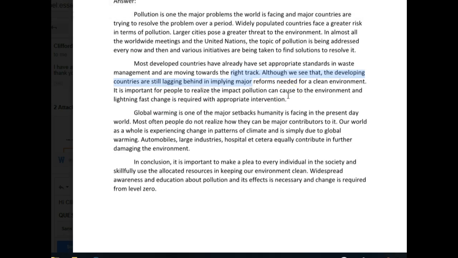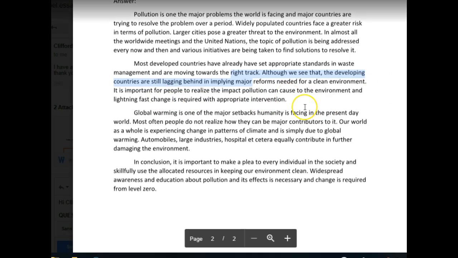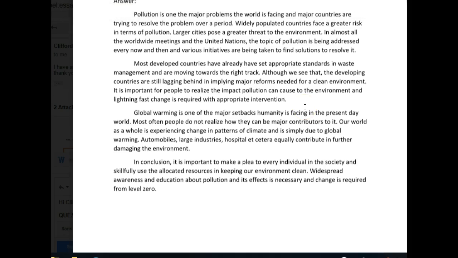All right, now this is not what you're supposed to be doing. You're supposed to be talking about why pollution is a problem. You're fairly off topic because you're not really addressing it. What are the reasons for pollution?